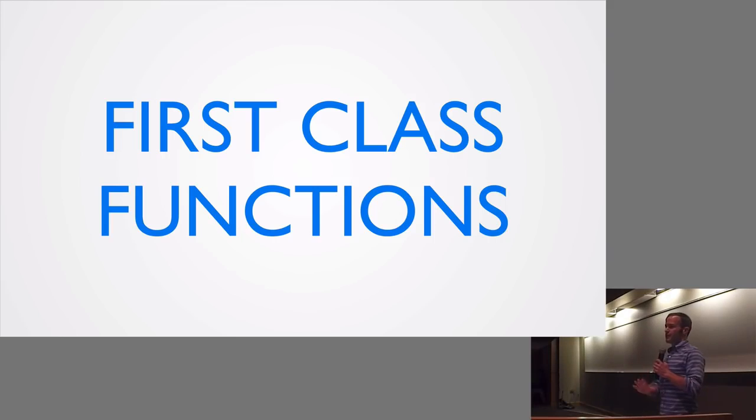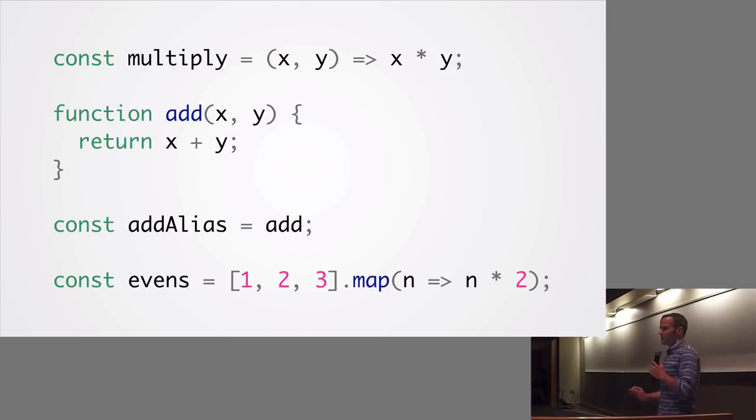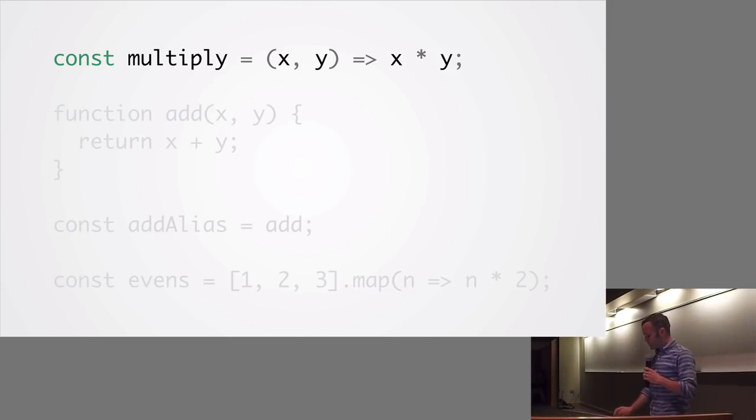So this first thing we'll talk about, it's pretty much a given, whether we realize it or not, is this idea of first-class functions. JavaScript has functions as first-class citizens. So what does that mean? When I do this, const multiply equals some anonymous function, the fact that I can assign a function to a variable is actually a very powerful concept, whether we realize it or not. This means it's a first-class citizen in our language.